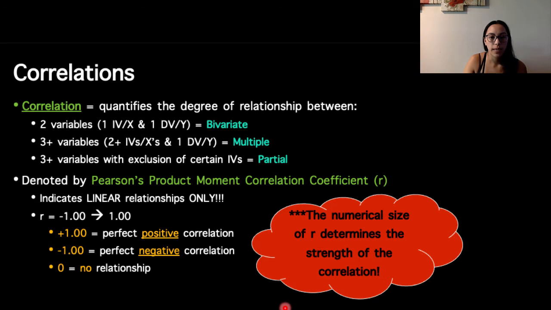I do want to point out that the numerical size of R, so 1 versus 0.5 versus 0.37, right? The actual numerical value is going to be the strength of the correlation, whereas the sign is the direction. Okay, so when we're looking at a negative correlation, that does not mean it's less than a positive correlation. It just means that the relationship is in a different direction or an inverse direction.